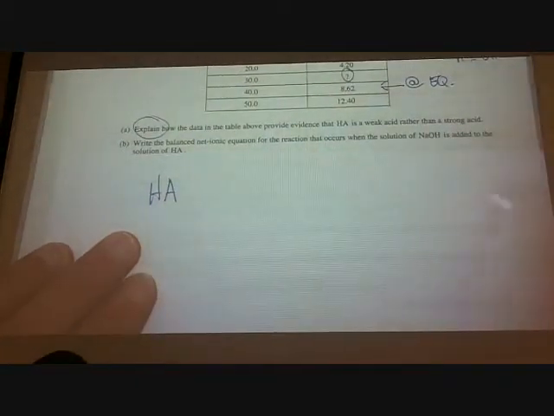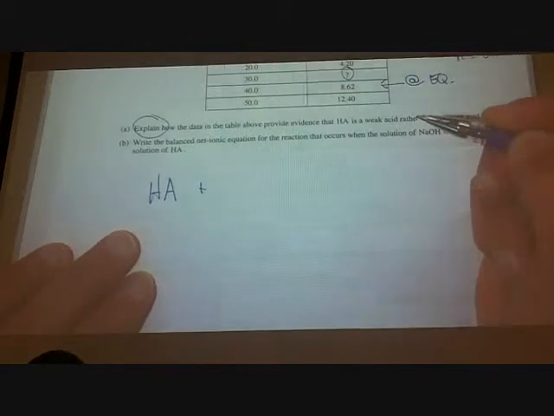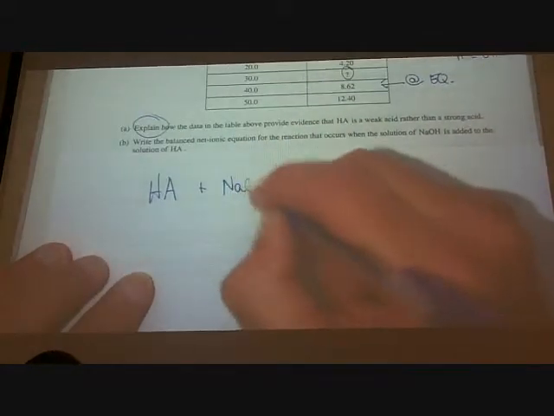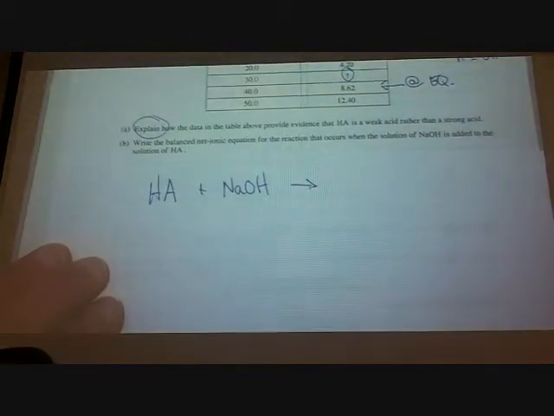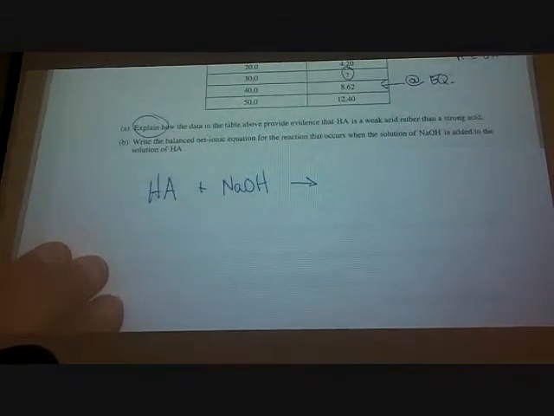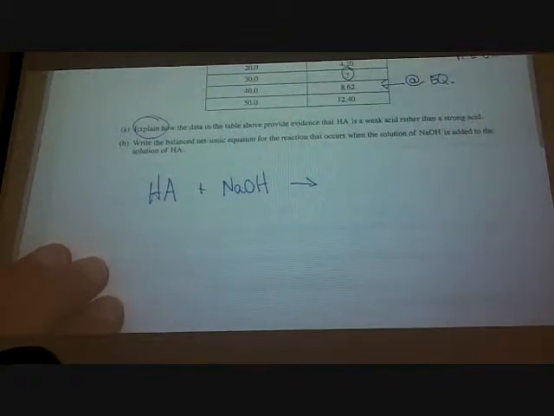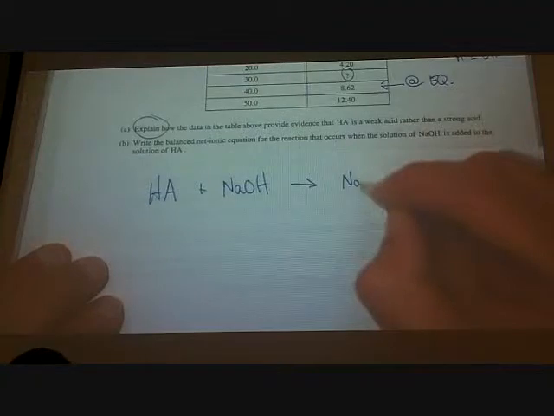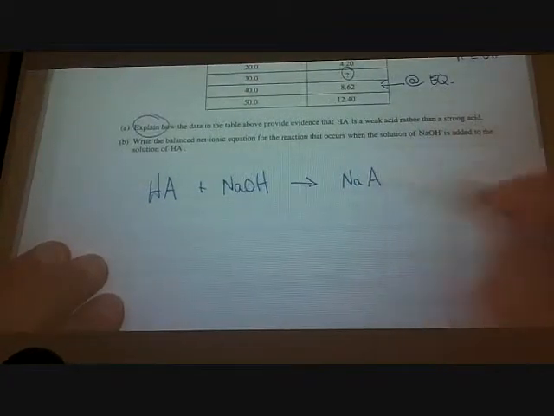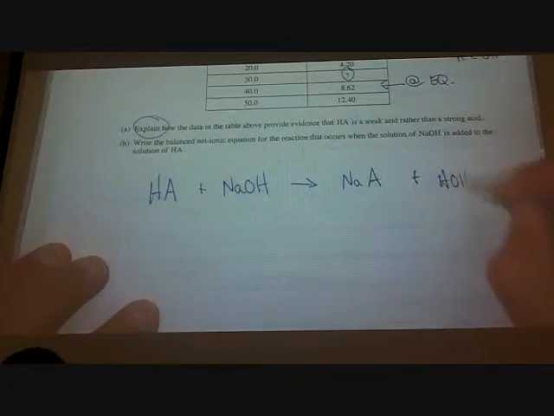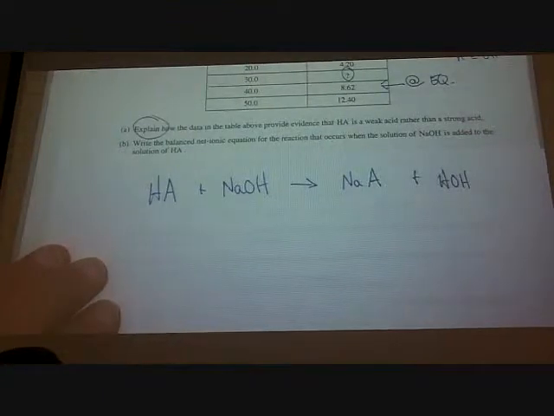So here's our generic equation. And again, this would be in your scratch work or in your head. So you have your weak acid with what? NaOH, sodium hydroxide. Okay. And what are we going to form on the product side? Again, this is what's going on in our head or on scratch. NaA, and then water. Okay.